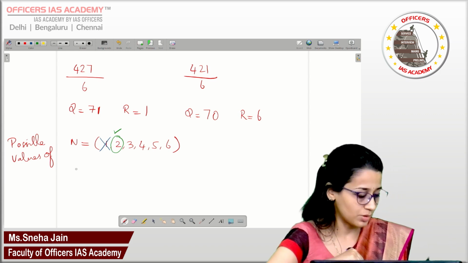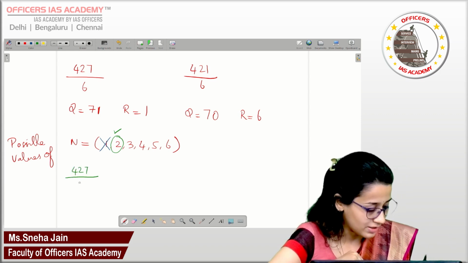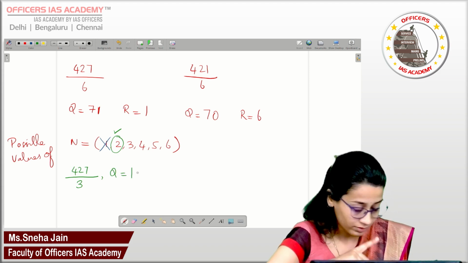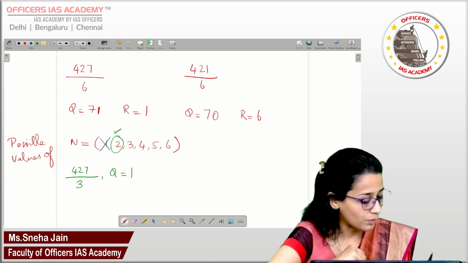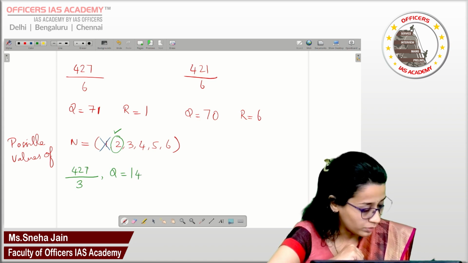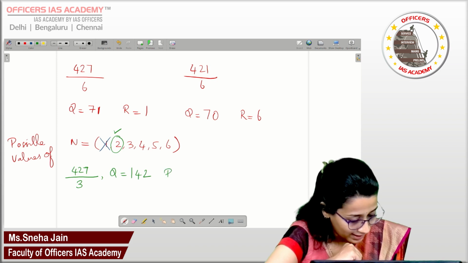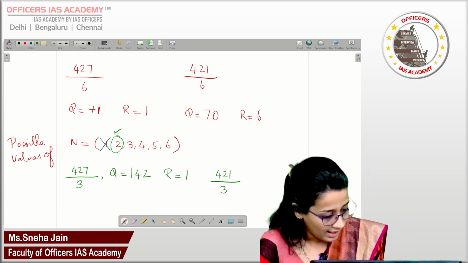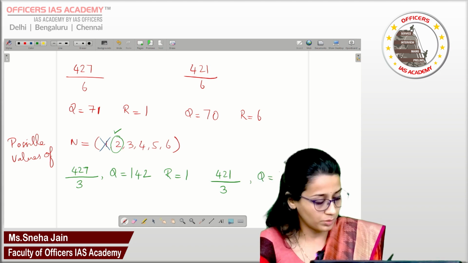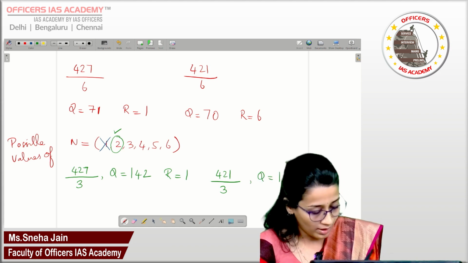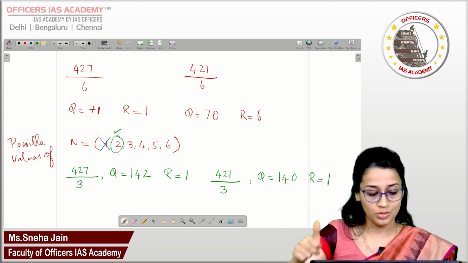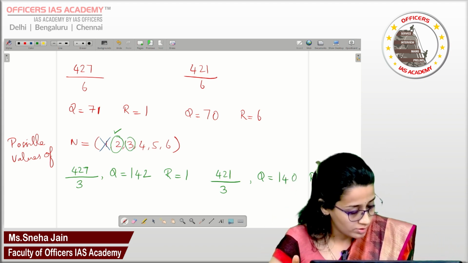3. Let me try to divide by 3. 427 divided by 3: the quotient is 4 ones are 4, then 1, 2, 3 ones are 3, and 1 and 2, 3 fours are 12, so my remainder is 1. I will also divide 421 by 3 and see my quotient. 3 ones are 3, 1, 2, 3 fours are 12, 1, 0, my remainder is 1. So is 3 also a possible value? Yes, it is. So you will also select 3.